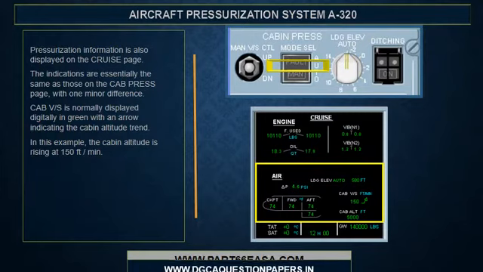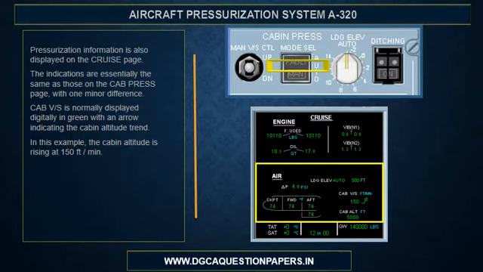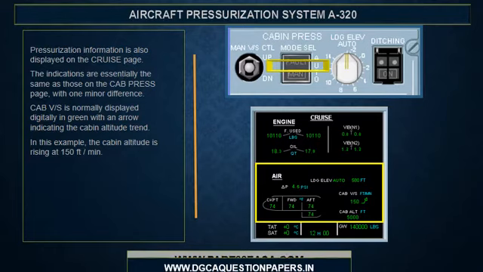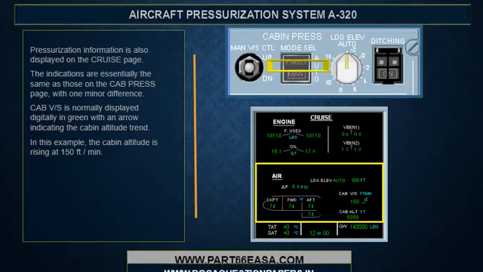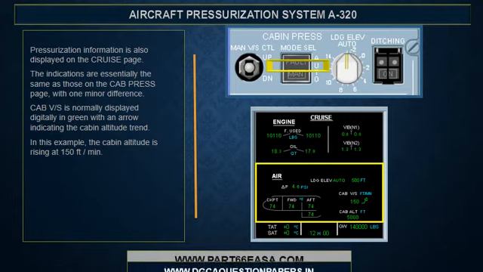Pressurization information is also displayed on the cruise page. The indications are essentially the same as those on the CAB PRESS page, with one minor difference. Cab V/S is normally displayed digitally in green with an arrow indicating the cabin altitude trend. In this example, the cabin altitude is rising at 150 feet/min.